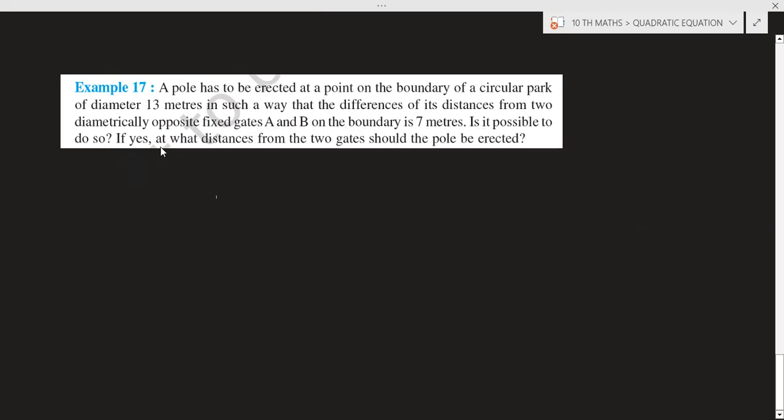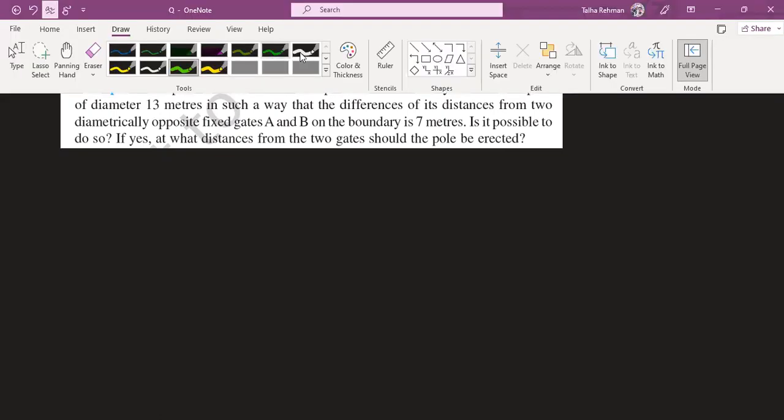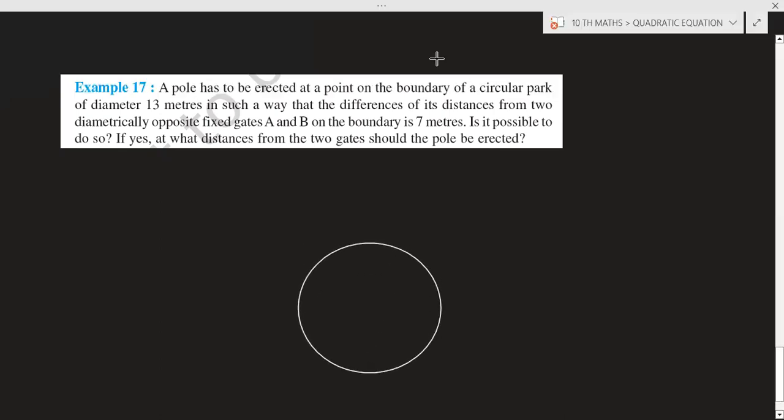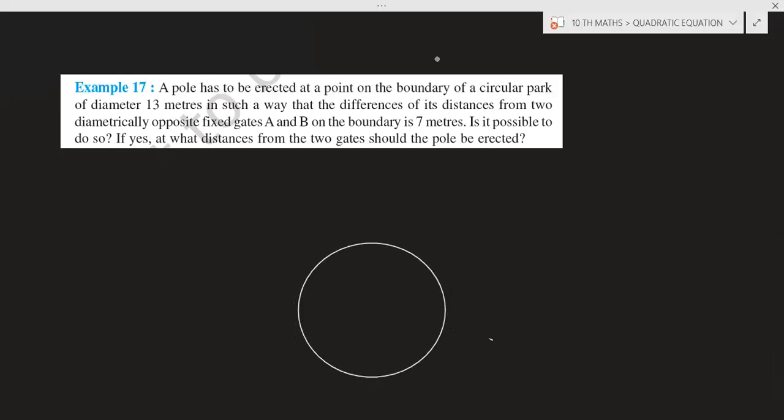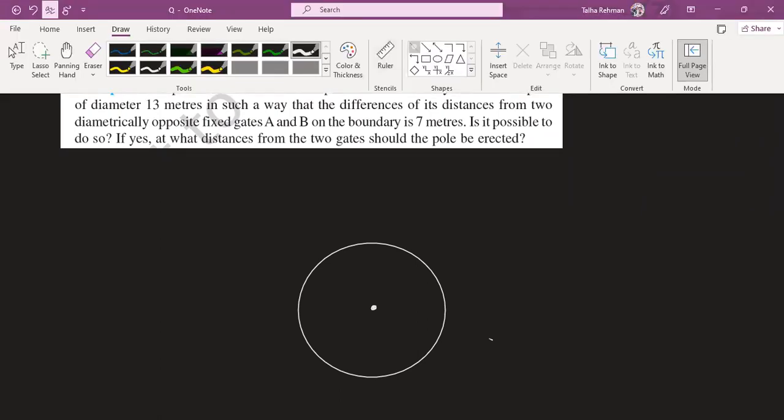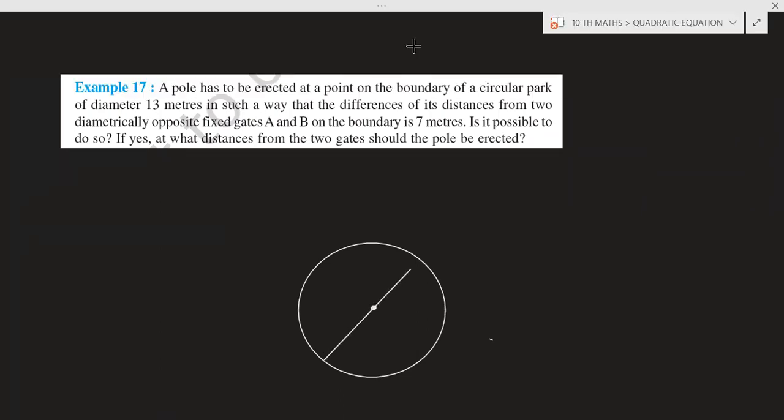Means they are asking, if yes, at what distances from the two gates should the pole be erected? Means the situation is there is a circular park, and the diameter of this circular park is 13 meter. This is 13 meter.